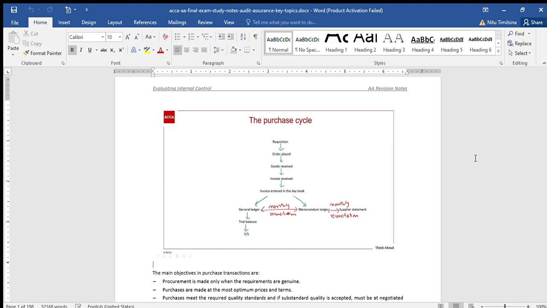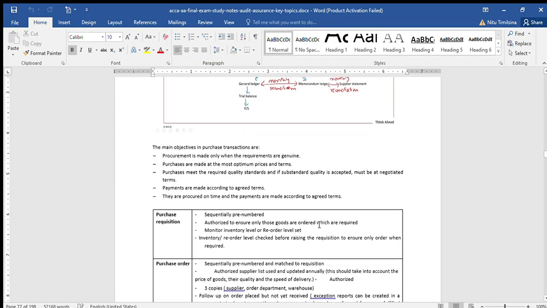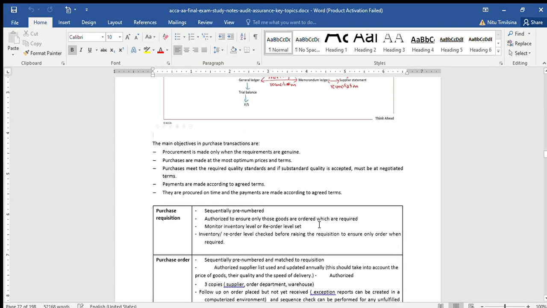The purchase cycle: requisition, order placed, good received, invoice received, invoice entered in the daybook, general ledger, and trial balance, financial statement, and memorandum ledger, supply statement. It should be monthly reconciled, like general ledger and memorandum ledger monthly reconciled, supply statement and memorandum ledger or general ledger monthly reconciled.